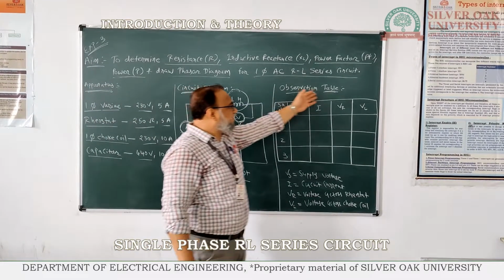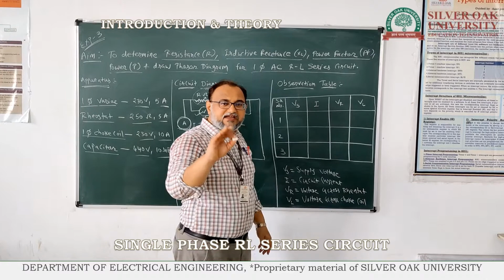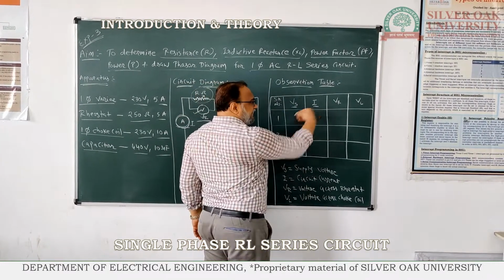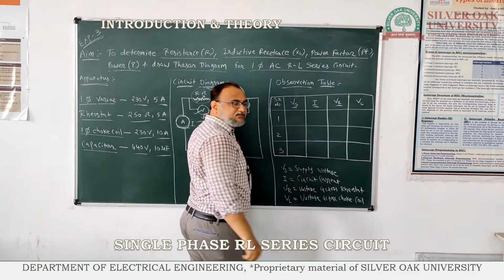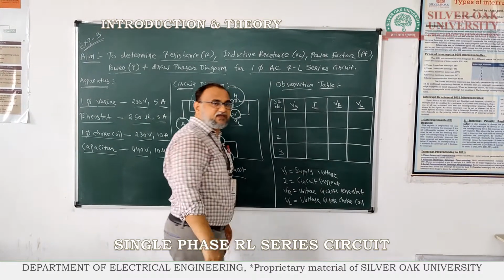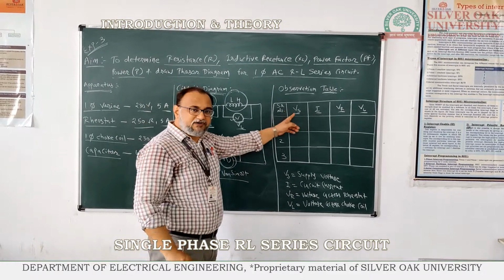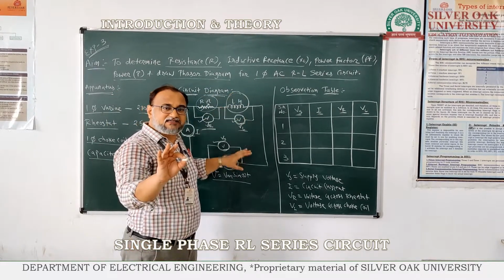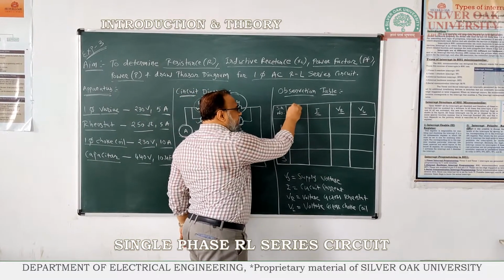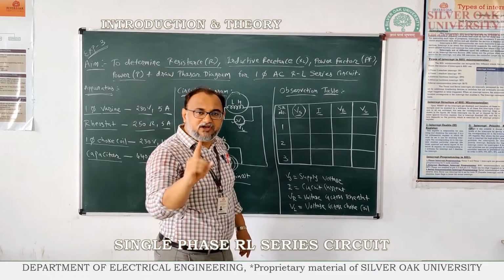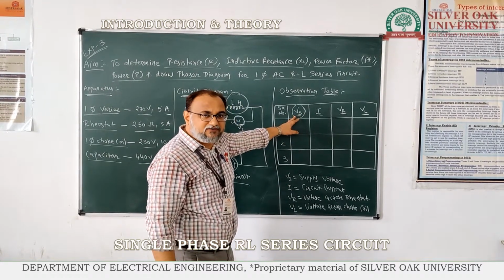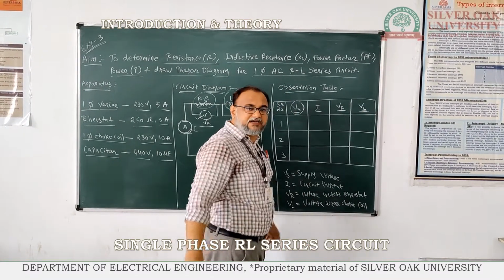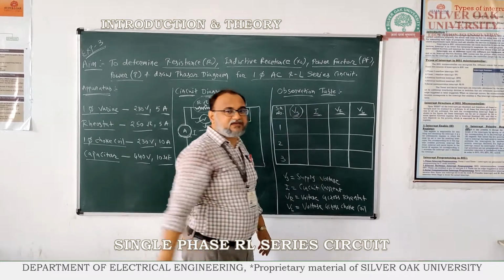The next step is the observation table. We will take 3 readings of supply voltage, circuit current, voltage drop across resistor, and voltage drop across inductor. We will keep the value of resistor and inductance as it is and change the value of supply voltage. When you change the supply voltage, accordingly the voltage drop across resistor, voltage drop across inductor, and current will change.